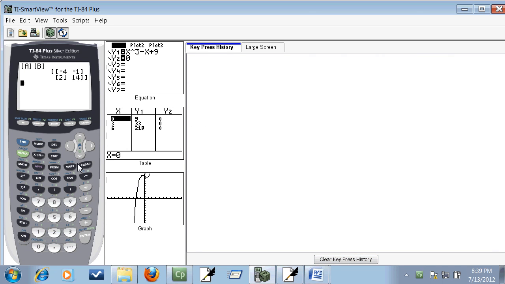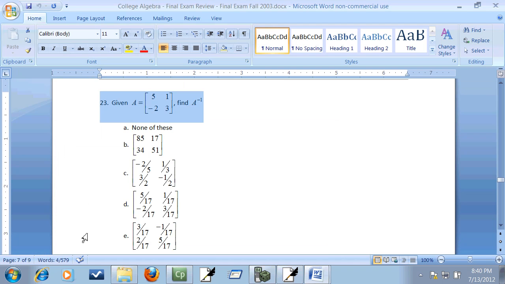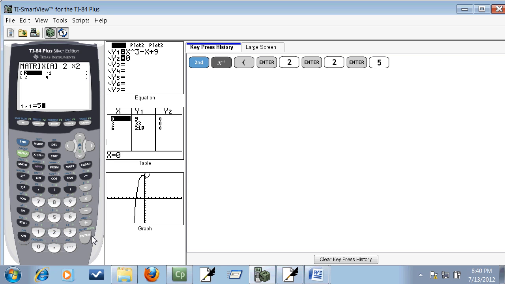Okay, so first thing we want to do is input our matrix. So I'm going to go into second, x to negative 1, left arrow over to edit, and A is already highlighted, so I press enter on it. And it was a 2 by 2. This is rows by columns, so 2 enter and 2 enter. And we got 5 enter, 1 enter, negative 2 enter, and 3 enter.